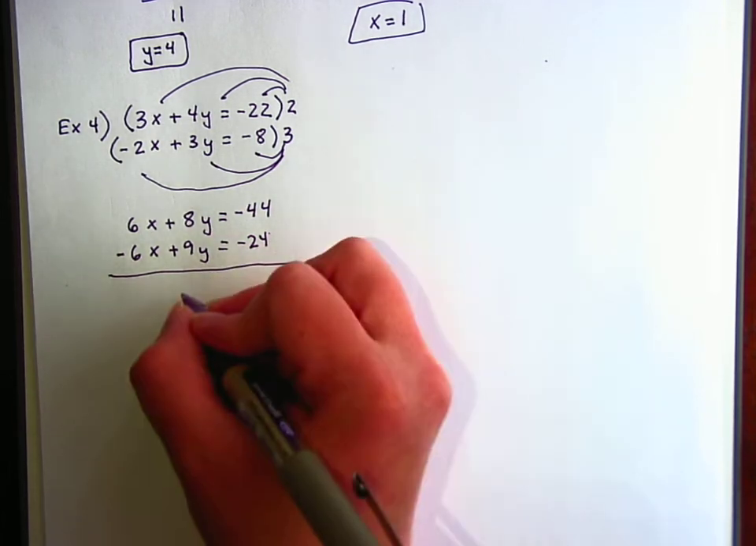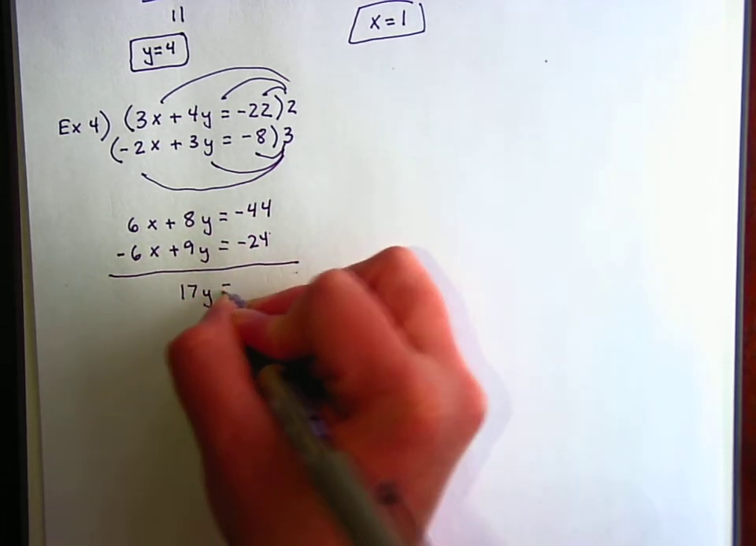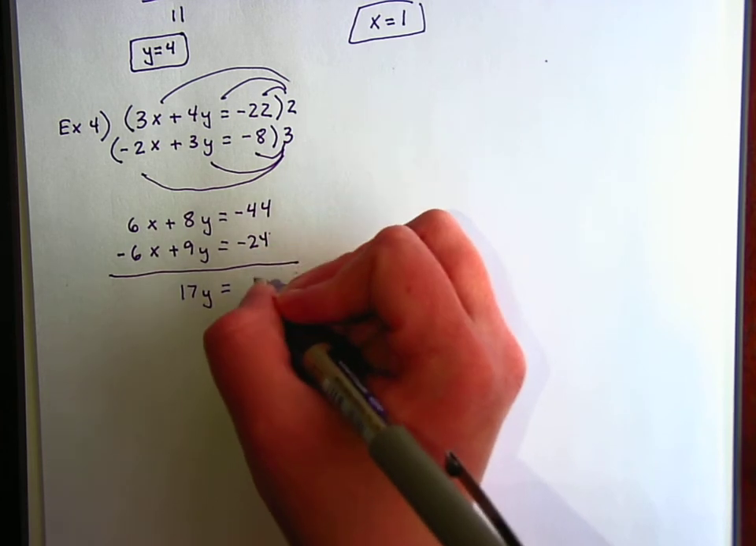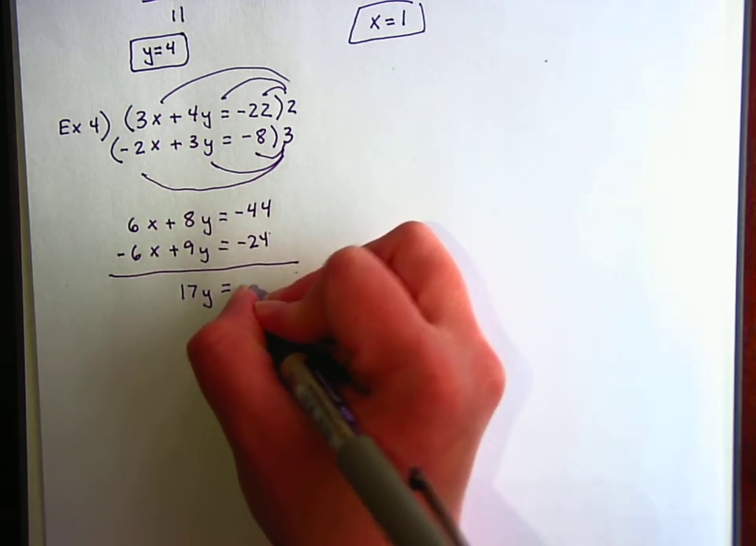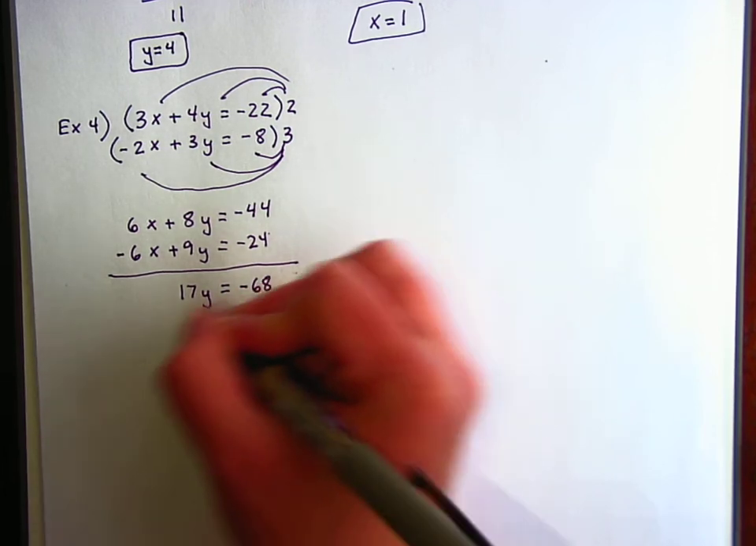So 8 plus 9 is 17y. And negative 44 plus negative 24 is negative 68.